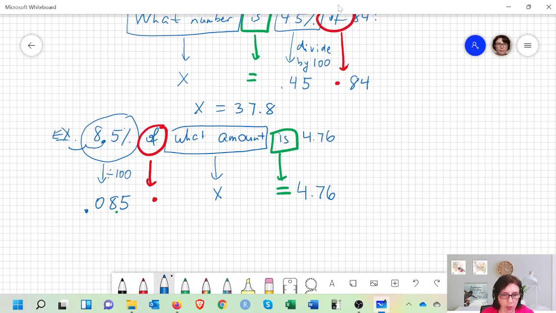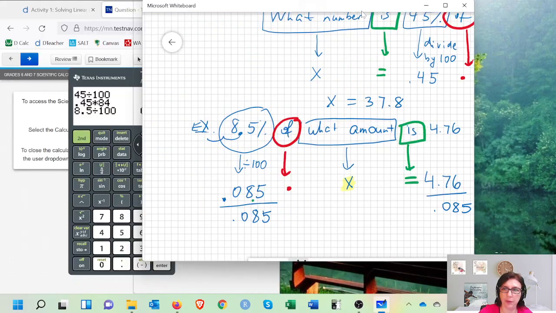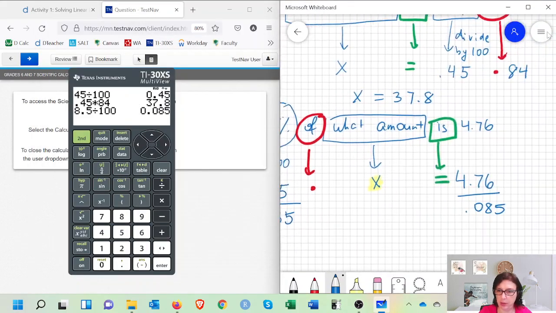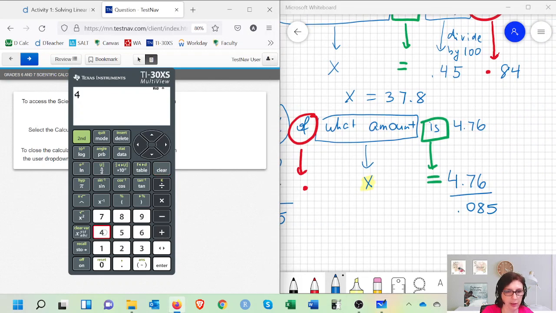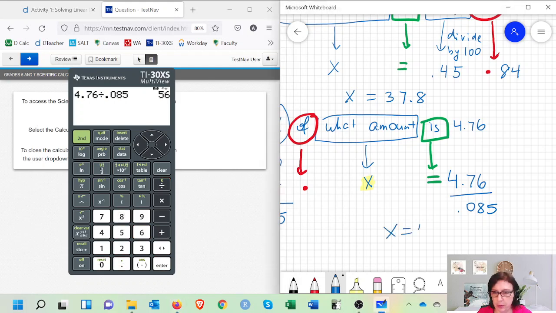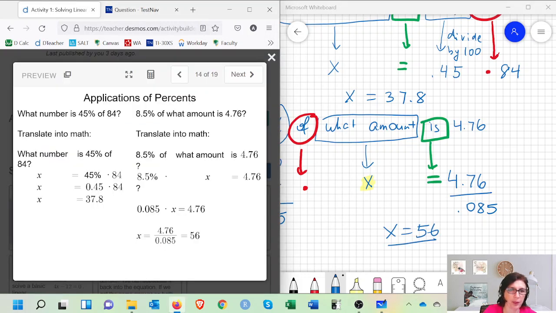So now this is my equation: 0.085 times x equals 4.76. Remember, to solve this sort of equation, we want to isolate x. We want x to be on one side and everything else on the other side. So we've got to get rid of that 0.085 in front of the x. We're going to divide both sides by 0.085. Even if I were a genius, I think I would still have a problem doing this in my head. So 4.76 divided by 0.085 is 56. Well, okay, so x equals 56. And I think that's it.